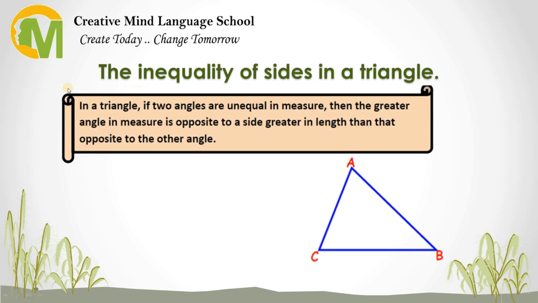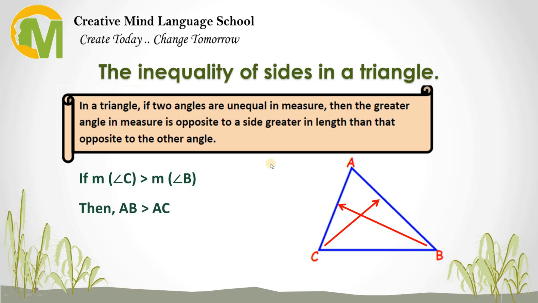Moving on to the inequality of sides in a triangle. The rule says, in a triangle, if two angles are unequal in measure, then the greater angle in measure is opposite to a side greater in length than the side opposite to the other angle. This is the contrary or the opposite case of the rule of angles. Here we mention the angles so that we can conclude the sides. Here we have the measure of angle C is greater than the measure of angle B. Then angle C is opposite to side AB, and also angle B is opposite to side AC. Therefore, we can say that AB is greater than AC.